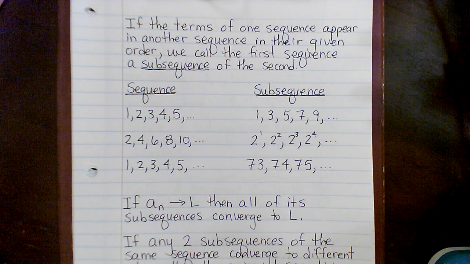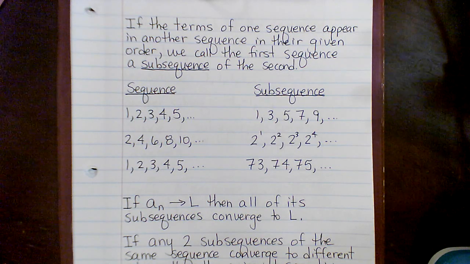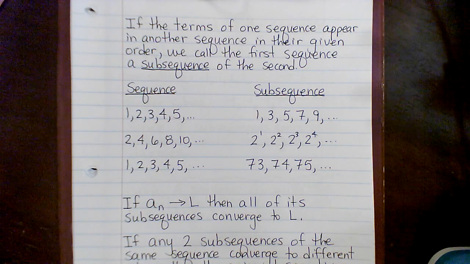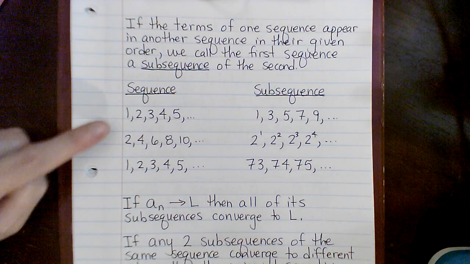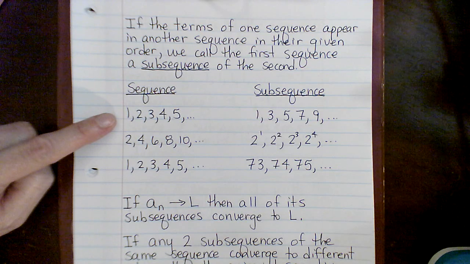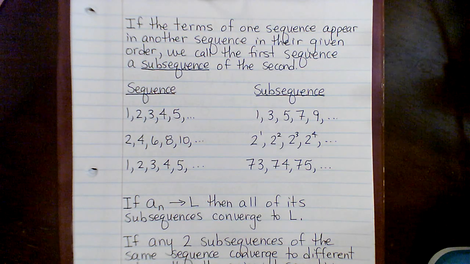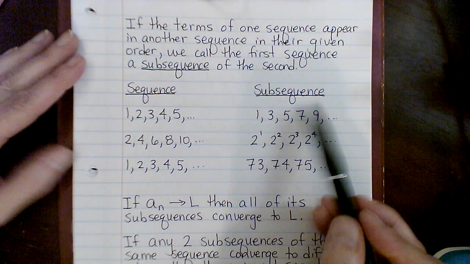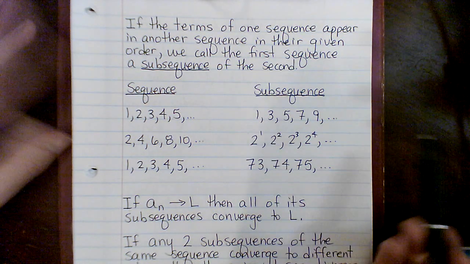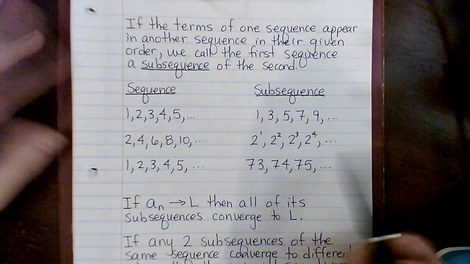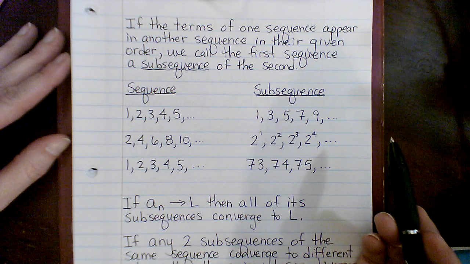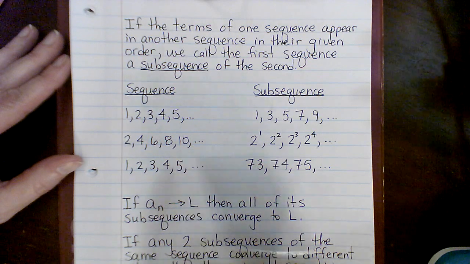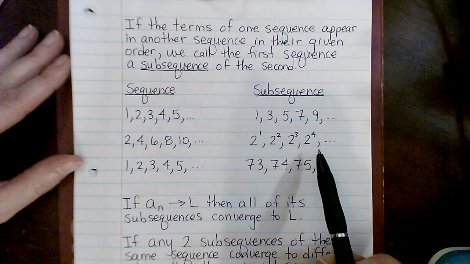If the terms of one sequence appear in another sequence in their given order, we call the first a subsequence of the second. So I just want to give you some examples. So if you have the sequence 1, 2, 3, 4, 5, and so on, a subsequence example, there's a ton of them, right? An infinite number of them. One particular subsequence could be the odds, 1, 3, 5, 7, 9. Could be the evens. Could be the multiples of 5. If my sequence is 2, 4, 6, 8, 10, I could have a subsequence of just the powers of 2 because all these are going to be even.